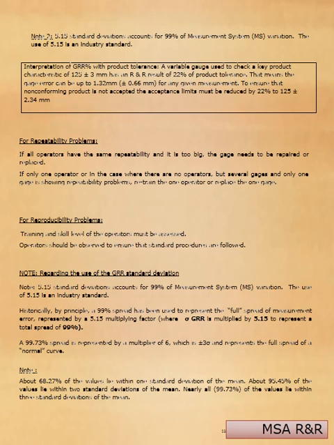About 68.27% of the values lie within one standard deviation of the mean. About 95.45% of the values lie within two standard deviations of the mean. Nearly all, 99.73%, of the values lie within three standard deviations of the mean.